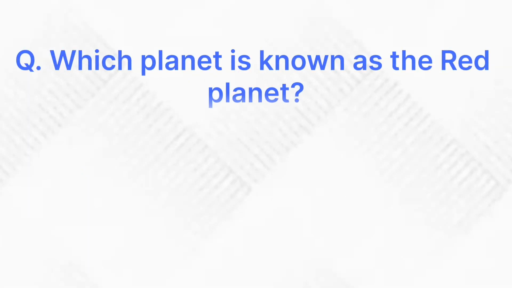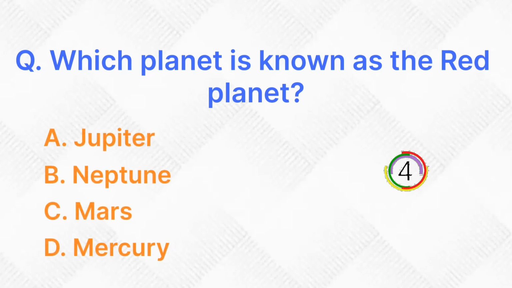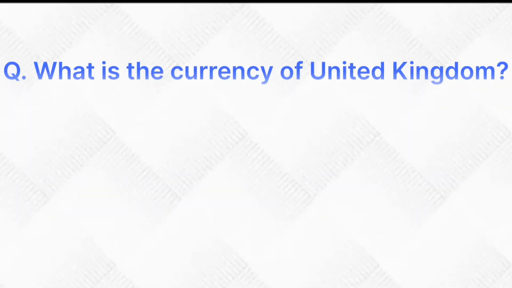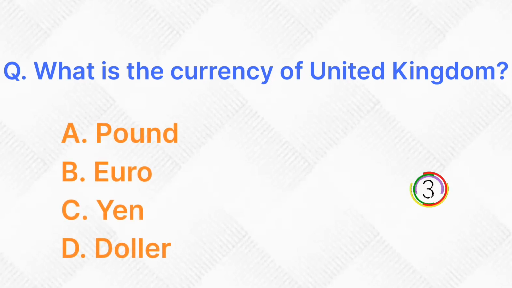Which planet is known as the red planet? The correct answer is option C, Mars. What is the currency of the United Kingdom? The correct answer is option A, pound.